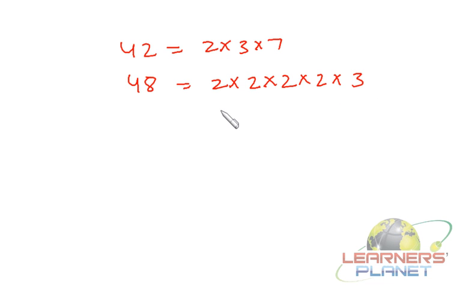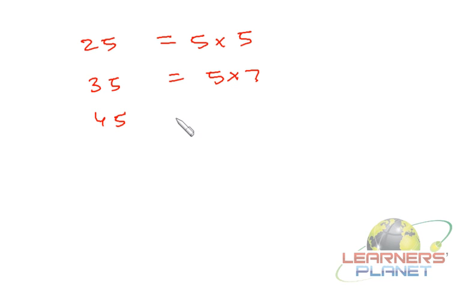Now let's see which are the numbers which are common between 42 and 48. So this 2 and this 2, 1 two is common, then this 3 and this 3, 1 three is common. No other number is common between these two. That means 2 into 3, that is 6, is the highest common factor between 42 and 48. Okay, let's take one more example.